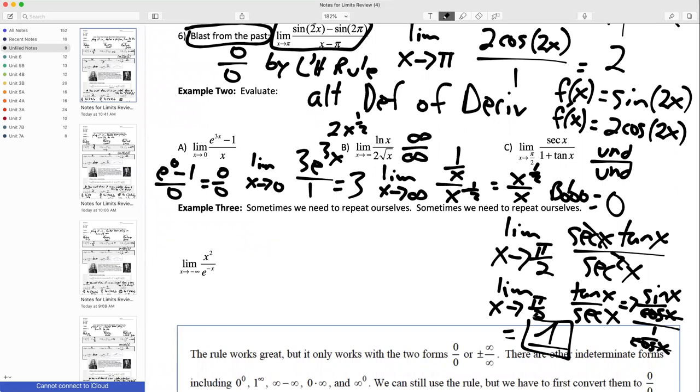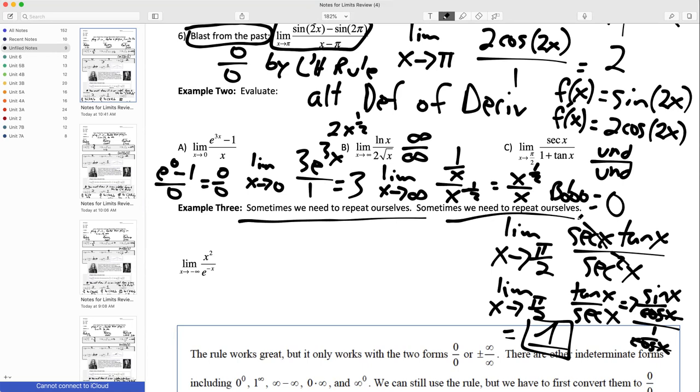All right, let me show you one more example, because sometimes it's helpful to repeat ourselves, especially involving L'Hopital's rule.